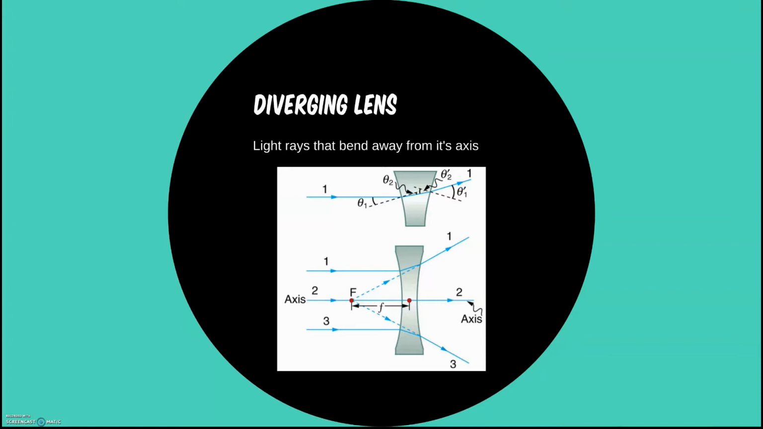The next type of lens we're talking about is a concave lens, which is a type of diverging lens. And this is a lens which causes the light rays that enter it to diverge from the axis, or to spread out. So that's why it's called a diverging lens.